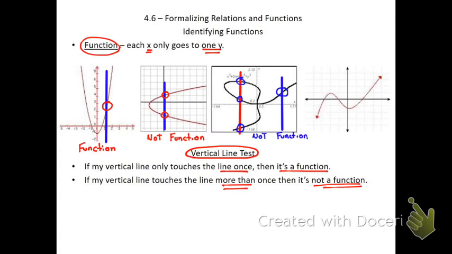And then let's look at this last one. On this last one, you'll notice wherever you put that vertical line, it's only going to go through that graph once. So, according to the rule, this is a function.